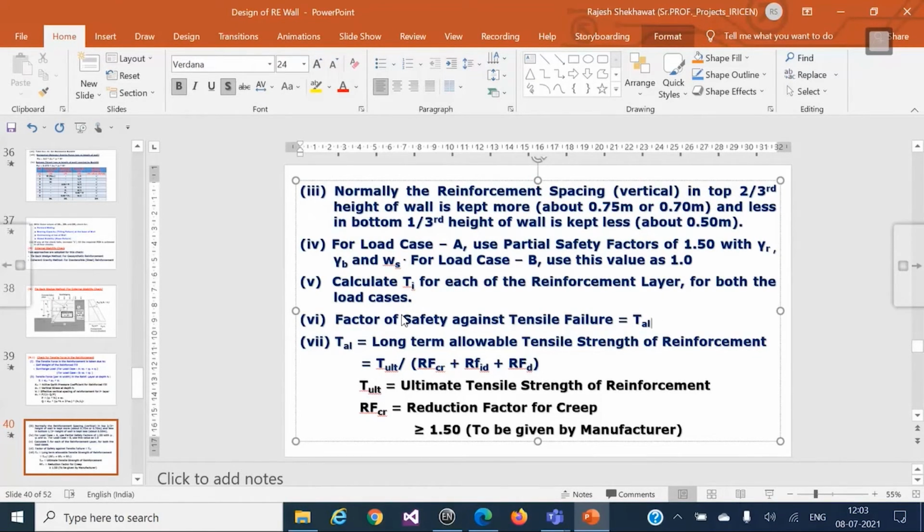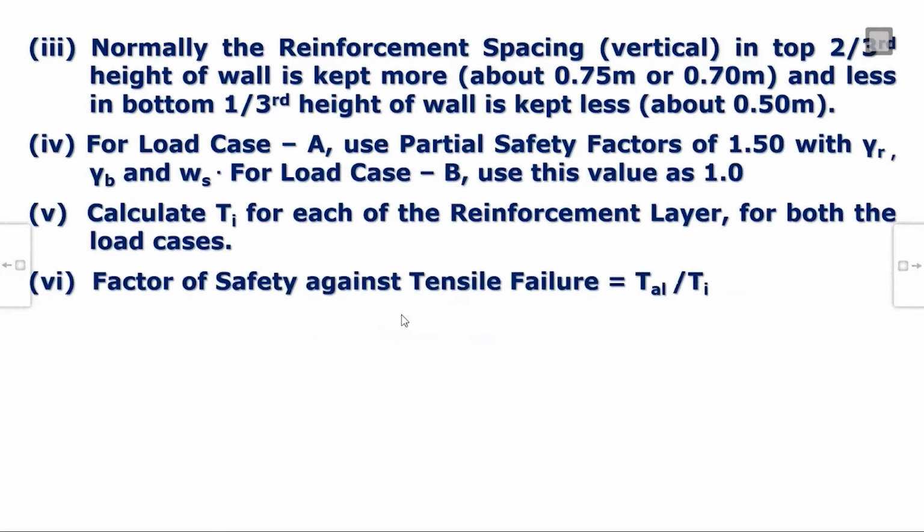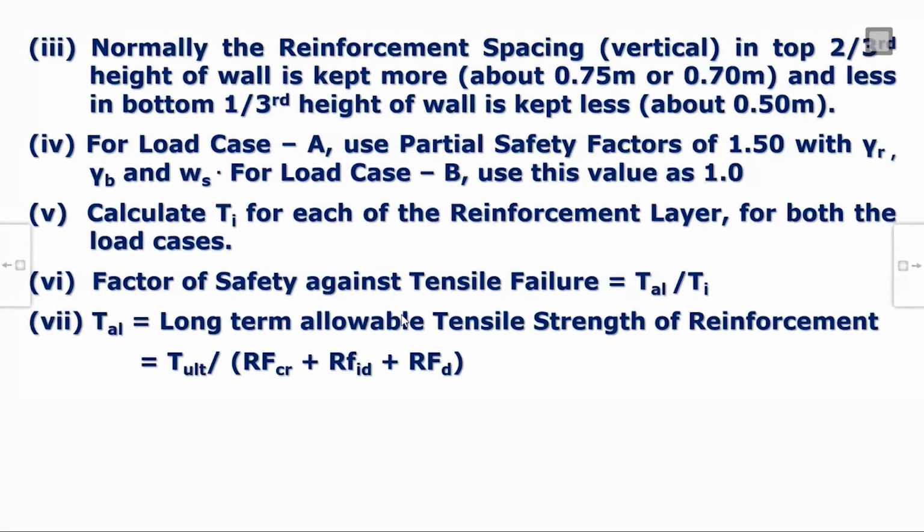AL divided by TI. Allowable load divided by actual load. So that will always be factor of safety. So TAL by TI. TAL is long-term allowable tensile strength of reinforcement. This is my strength, this is actual load.